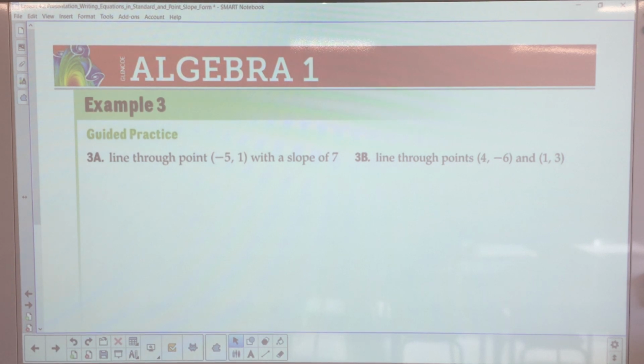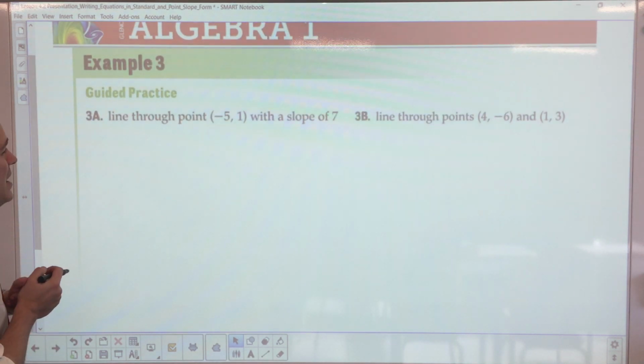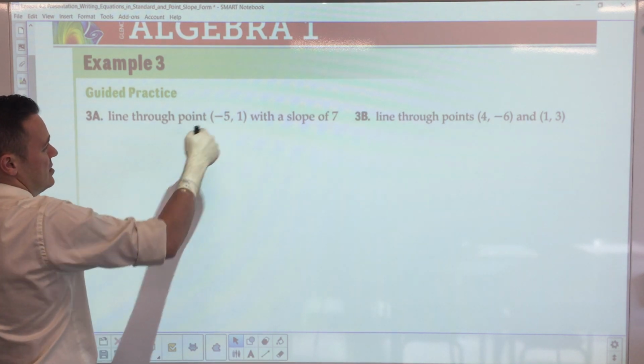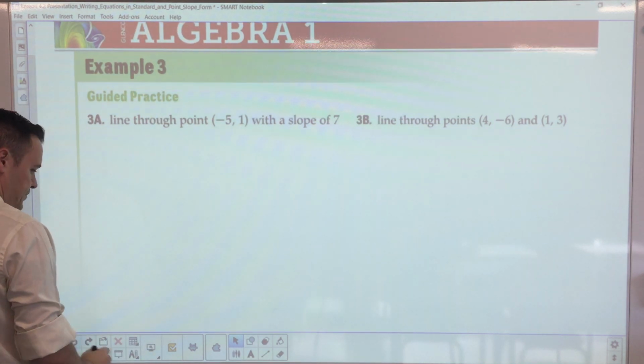All right, would I like there to be an easier way to finish this out? Yes, I would love to have an easier way to finish this out, but this is a very long lesson. Matter of fact, I might split this in two.